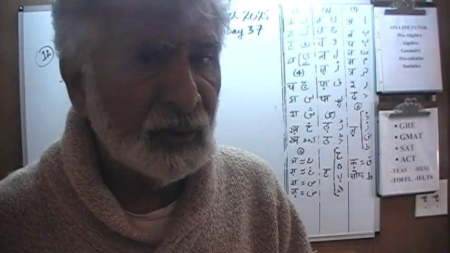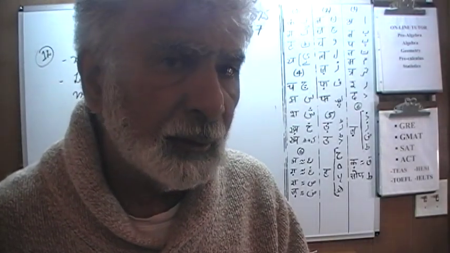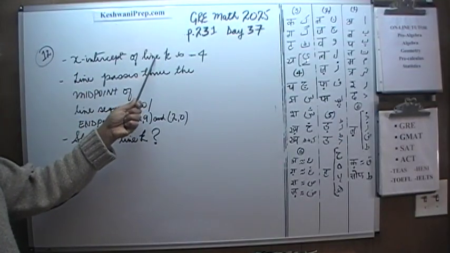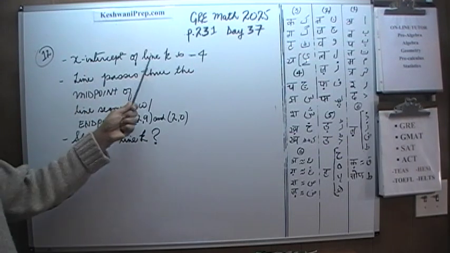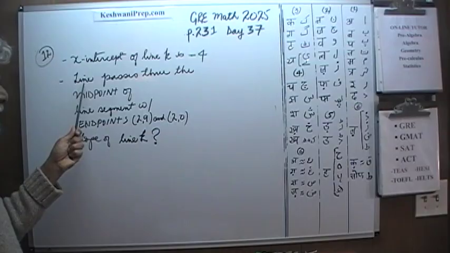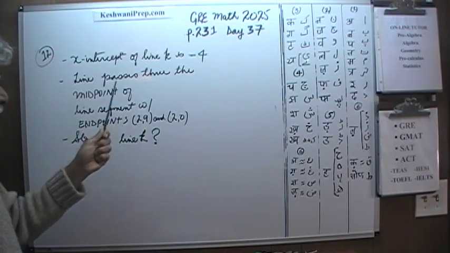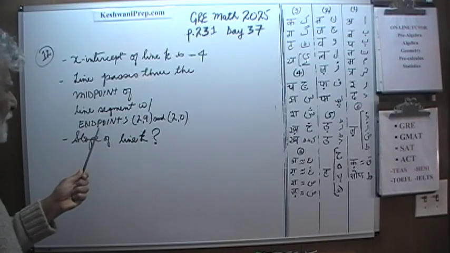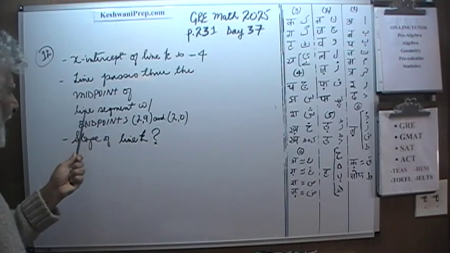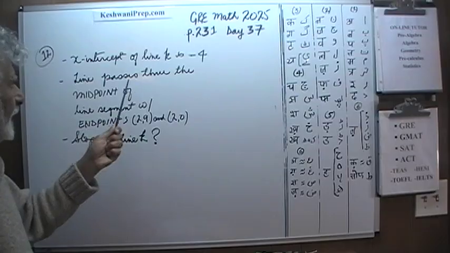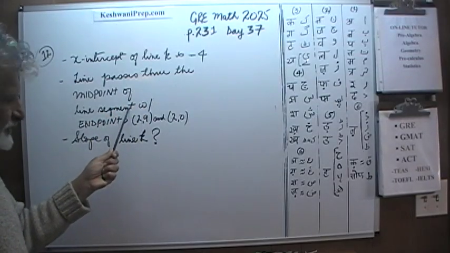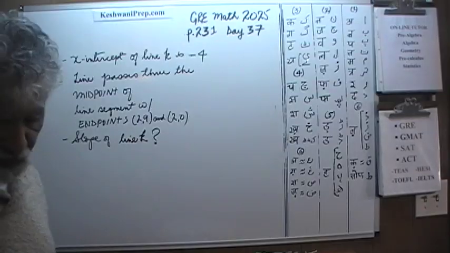The problem is very straightforward, very simple. We just have to figure out the slope of a line. Let's see what we know about the line itself. We are told this line, which they are calling K, line K, has an x-intercept of -4. We are further told that this line K passes through the midpoint of the line segment with the endpoints 2, 9 and 2, 0. The question simply is, what's the slope of line K?